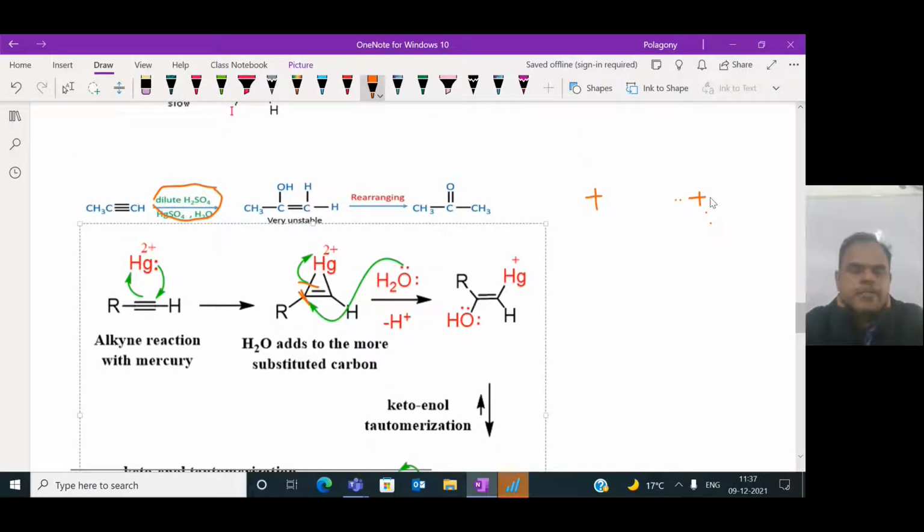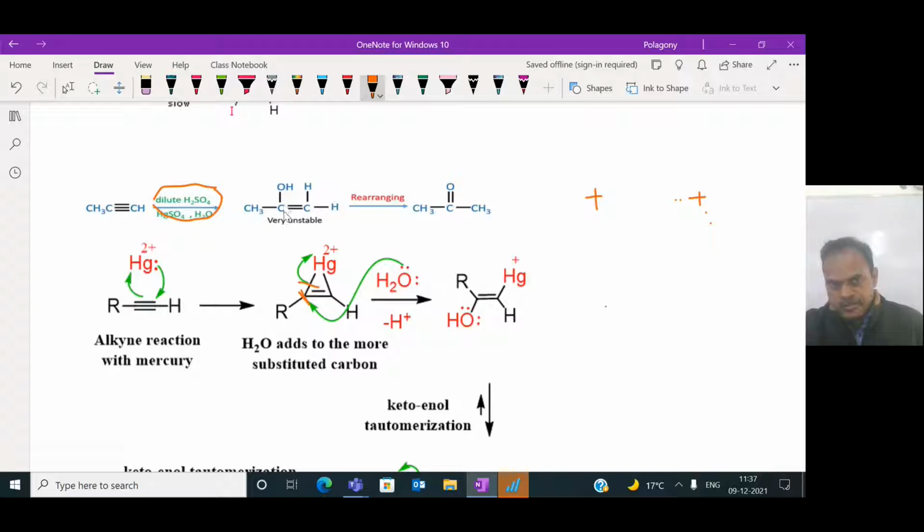Okay, so let us look into the reaction of propyne. When propyne is subjected to the hydrolysis process in the presence of dilute sulfuric acid and mercuric sulfate, we get an unstable product, that is CH3-C(OH)=CH2.